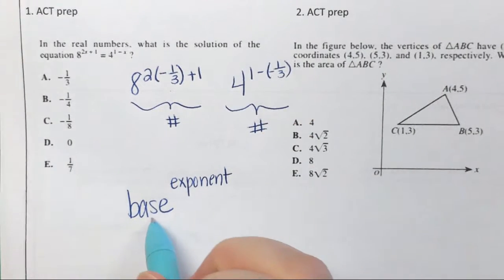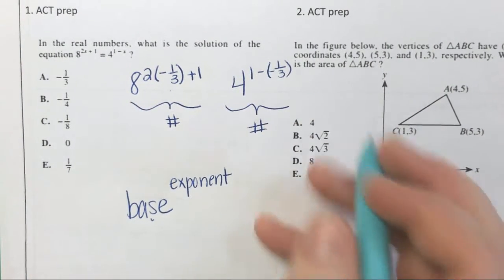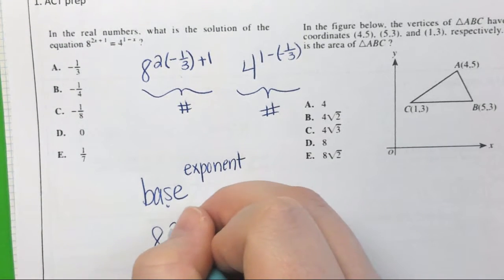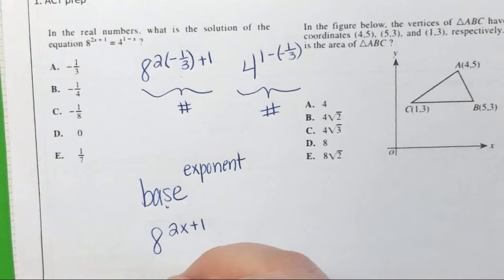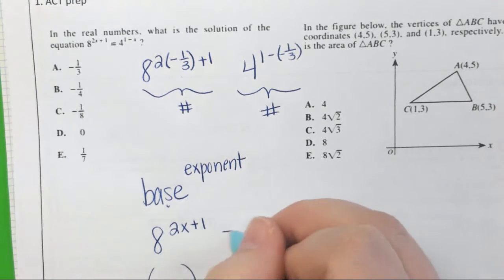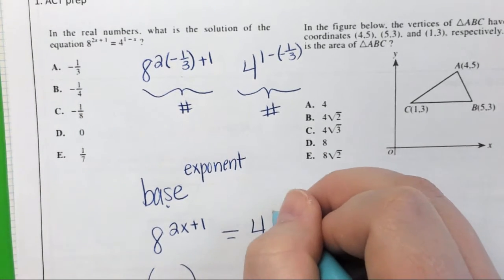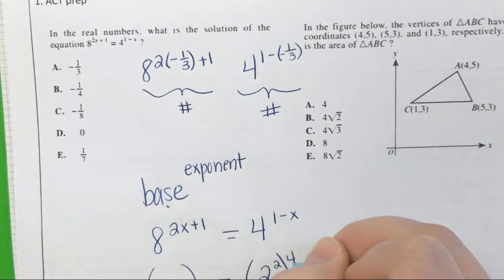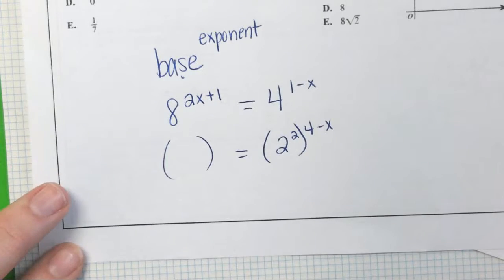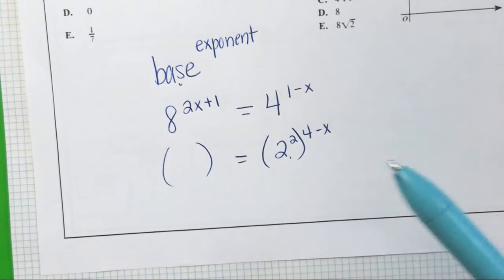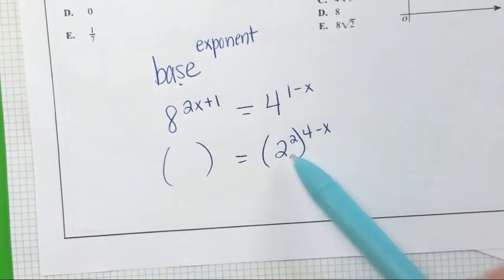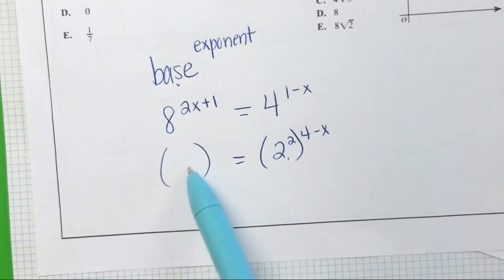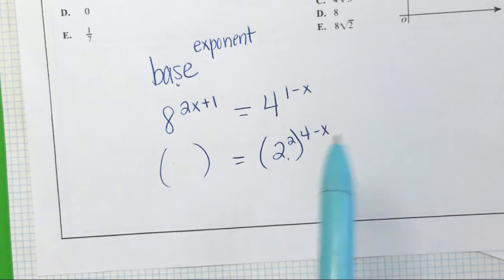If we can have the same base on both sides, we can set them equal to each other to begin with. So we had 8 to the 2x plus 1. I know that 2 squared is the same thing as 4. So I can replace that 4 to the 1 minus x with 2 squared. I would love to replace the 8 with some other thing involving a 2. That way I could just set them equal to each other.